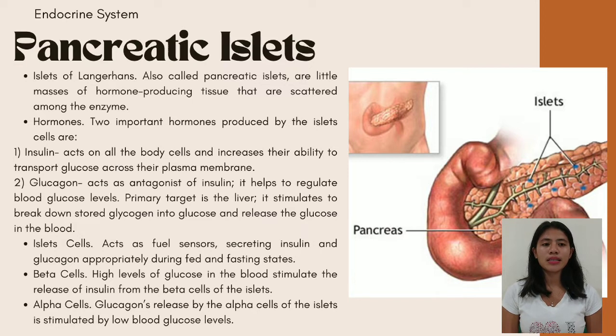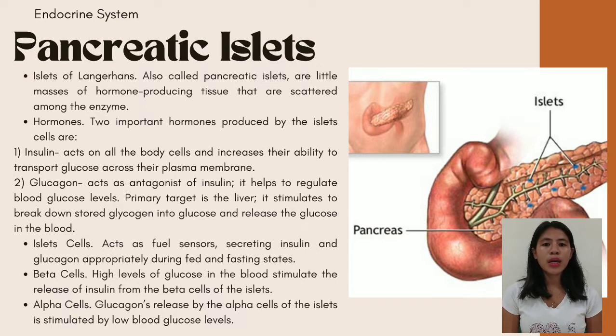So, pancreatic islets, we can see on the pancreas. The islets of Langerhans, also called pancreatic islets, are little masses of hormone producing tissue that are scattered among the enzymes. The pancreas is the biggest gland in the endocrine system. We can see here the pancreatic islets.